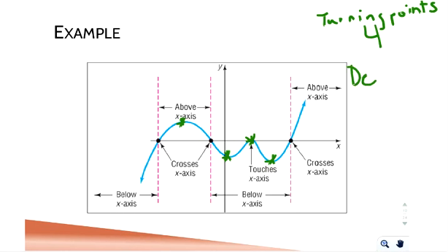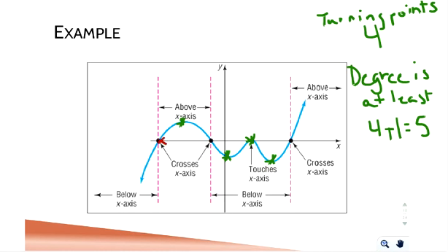Okay, so there's 4 turning points. So the degree is at least 4 plus 1 or 5. Now it might be bigger, but we can look at the x-intercepts here, here, here, here. And we can look at what the graph does, and we can kind of know what the multiplicity is going to be. See how here it crosses the x-axis at this x-intercept? That means the multiplicity of that x-intercept must be odd. It might be 1, it might be 3, it might be 5.